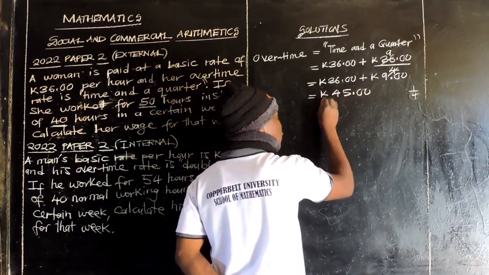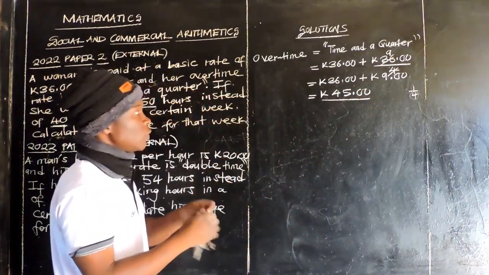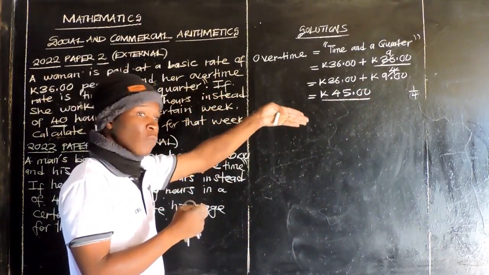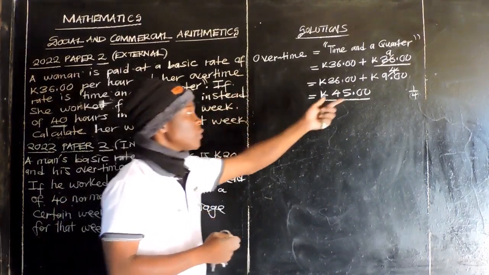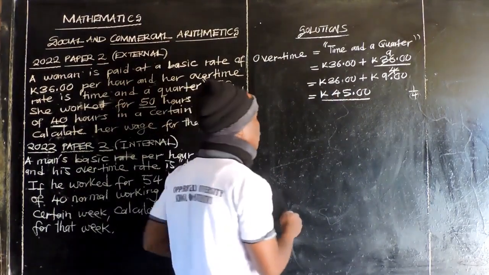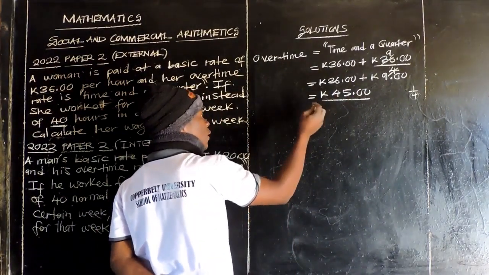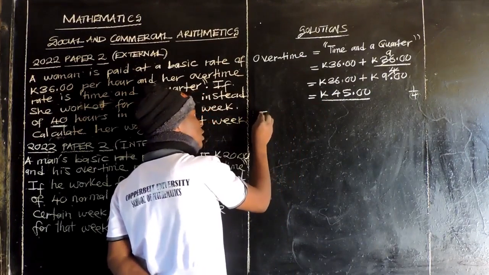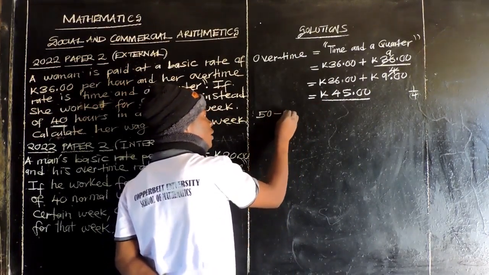So this 45 kwacha was the amount of money given if she works, let's say, 1 hour overtime. So if she has 1 hour overtime, she was given 45 kwacha. So what we are saying is, in this case, she worked for how many hours? Since she worked for 50 hours, we're going to say 50 minus what?